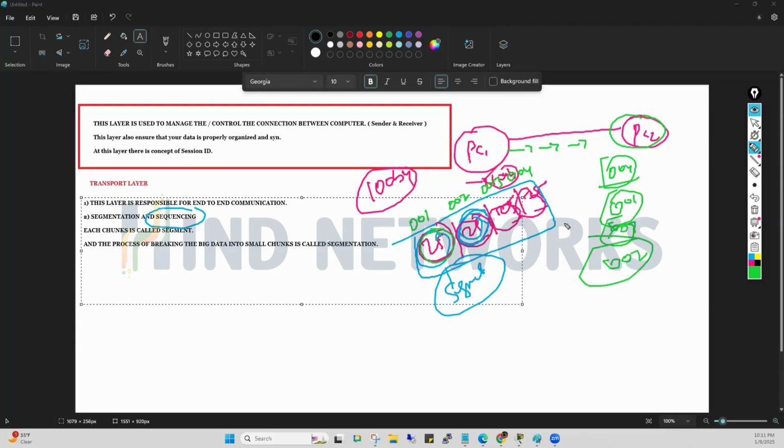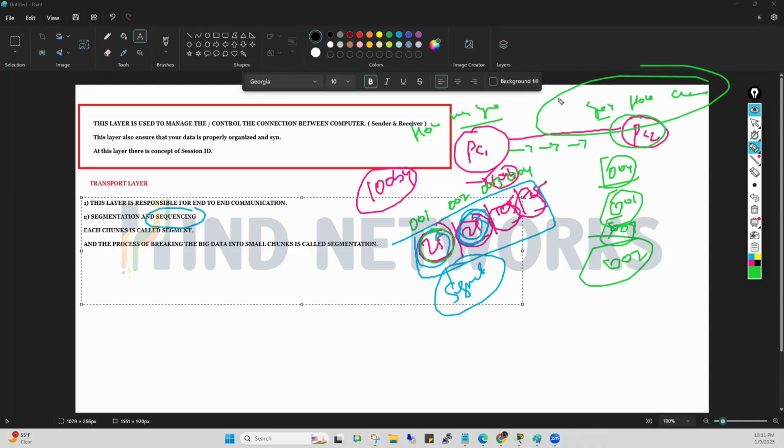Getting my point? If PC number 2 receives the data in that sequence, how will PC number 2 understand what it means? For example, if you are trying to say, how are you, and PC number 2 receives you first, then how, and then are. So what is the meaning of this? You, how, are. Is there any meaning? No. This is meaningless. So to solve this problem, we have the concept of sequencing.